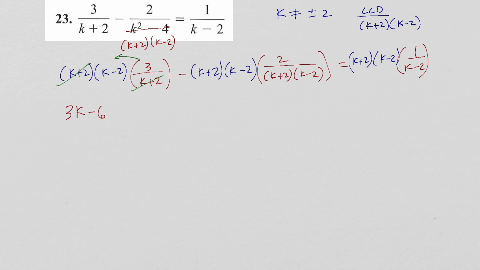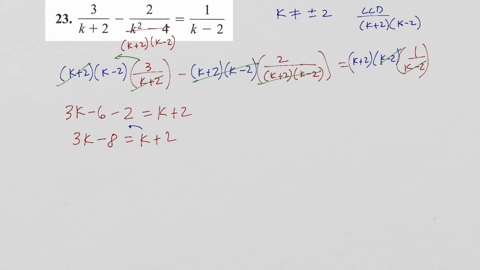minus 6. Over here, the k plus 2 and the k minus 2 cancel completely, and we just have a minus 2. And then here, the k minus 2 cancels, and we have a 1 times k plus 2, which is just k plus 2. So let's combine like terms. 3k minus 8 equals k plus 2.